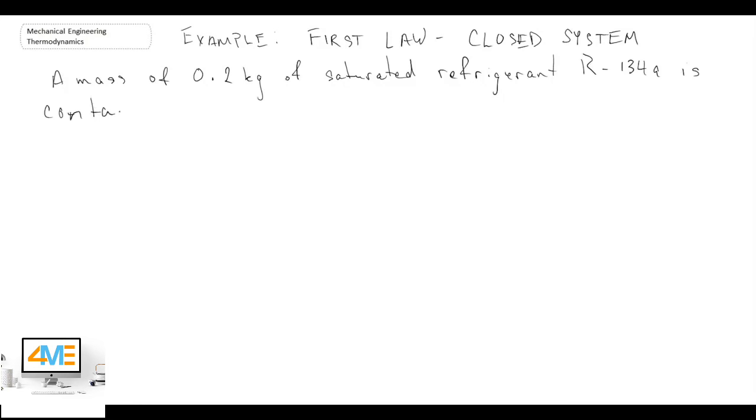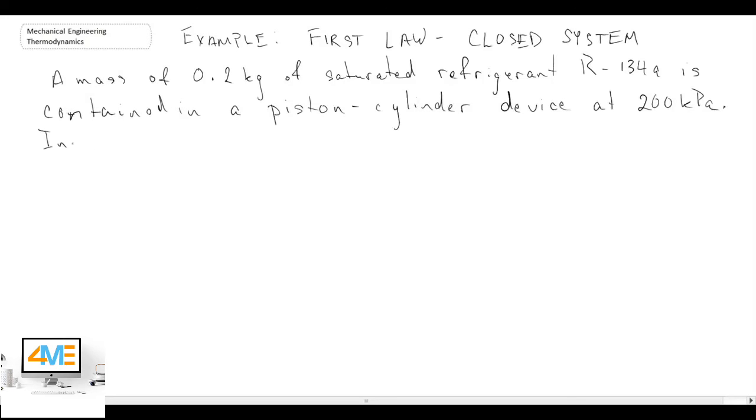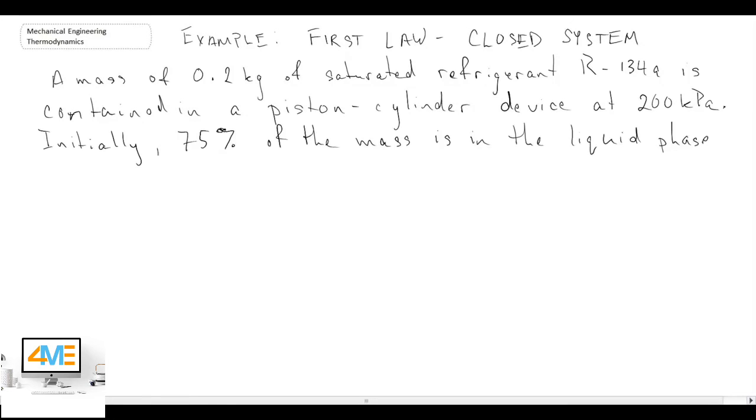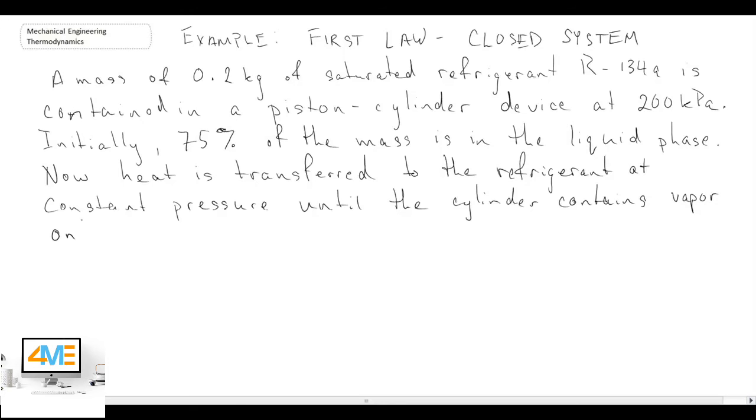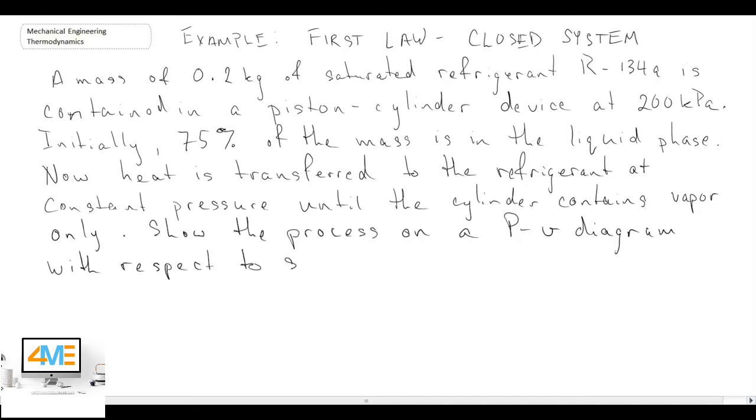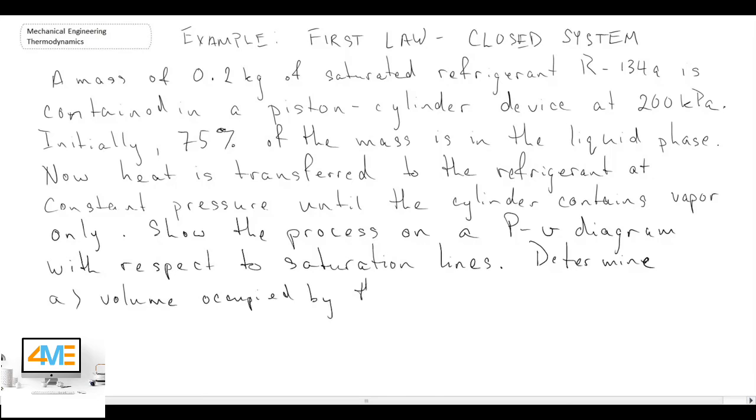We're now going to solve an example problem involving the first law applied to closed systems. So what we will do is we will begin by writing out what is known within the problem statement.